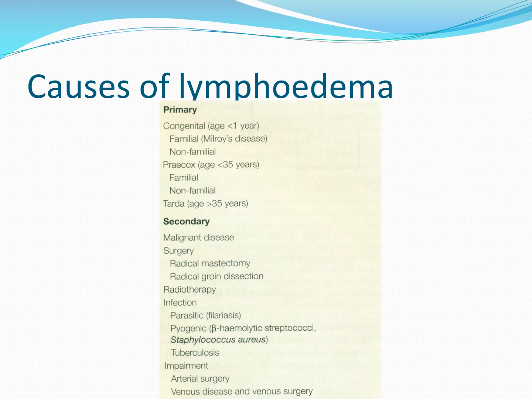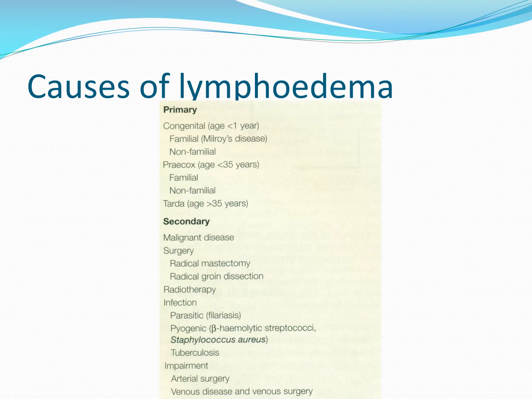Infections. This is one of the most important causes for lymphedema in our country. It may be parasitic, filariasis, which is less common now, but also pyogenic causes. Recurrent cellulitis can result in chronic lymphedema. Tuberculosis is another cause.